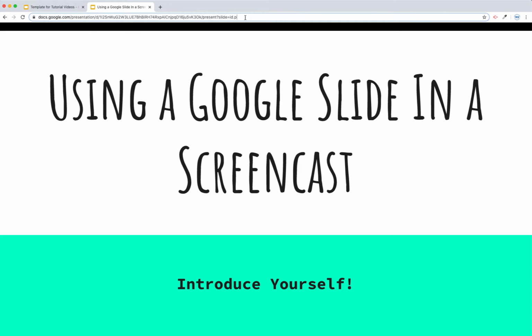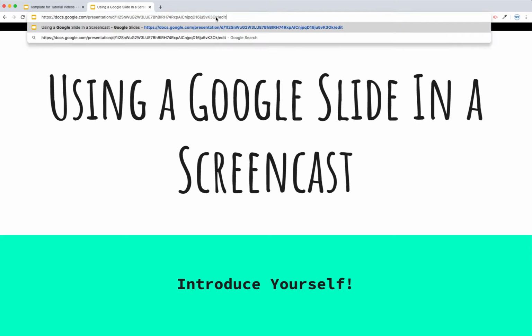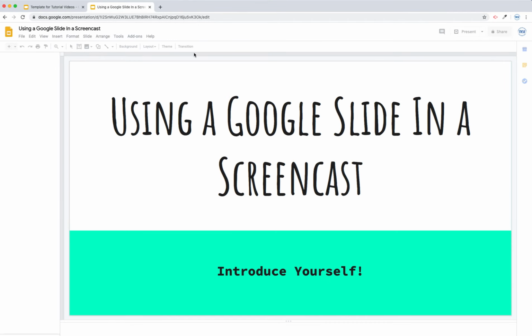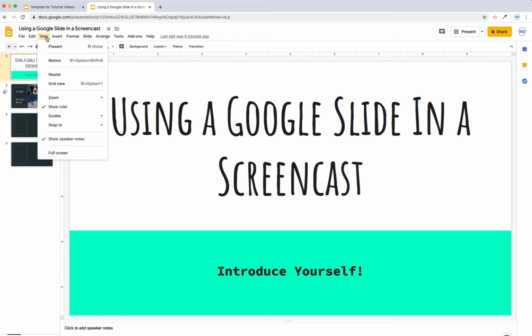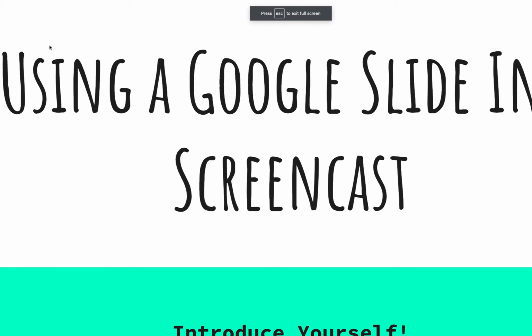If you go into regular present mode, here, I'll go back to edit, so I'll delete all that and I'll just type edit. If I go into regular present mode, it's going to take over my screen, right? So I go to view, present. It gets as big as my screen, and it's cut off for you because I'm actually only recording a part of my screen.